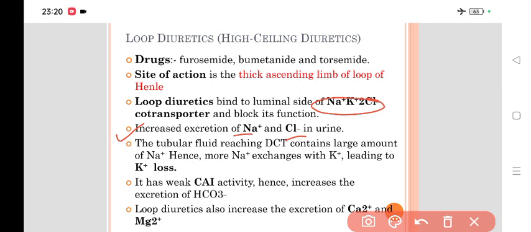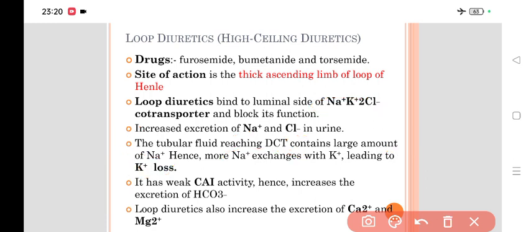So the tubular fluid that reaches the distal convoluted tubule contains a large amount of sodium, and because of that, more sodium exchanges with potassium, and that leads to potassium loss.